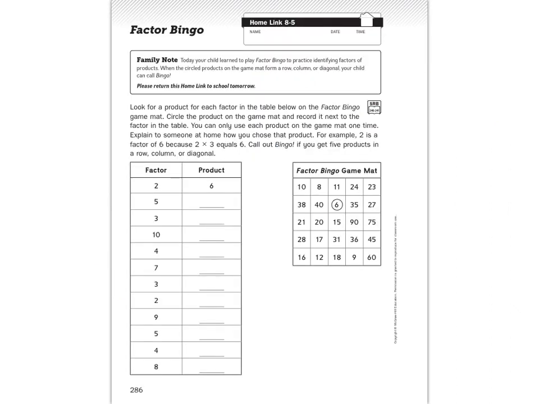All right, so for homework today, we didn't get to really learn exactly how to play Factor Bingo, so I will be kind of talking about this with you, and you're going to be circling products on the game mat, and here is the game mat, and you're playing like a bingo, Factor Bingo, and so the rules with bingo are that you can either form a row, a column, or a diagonal, and then you can call out bingo.